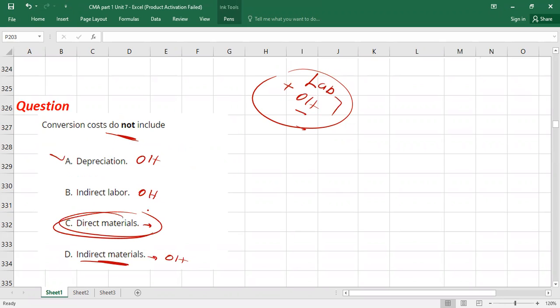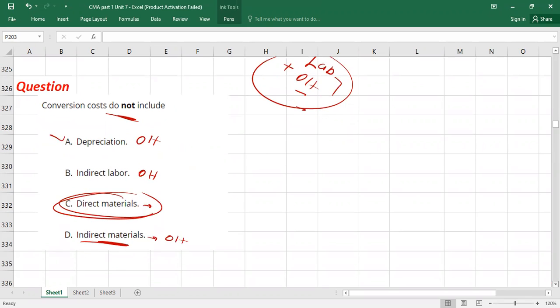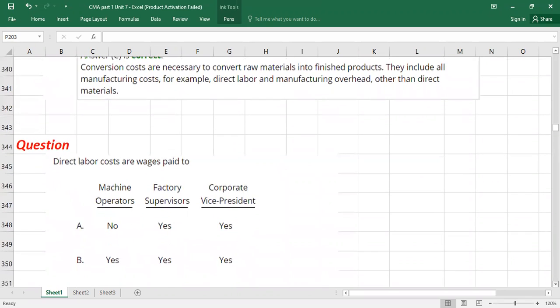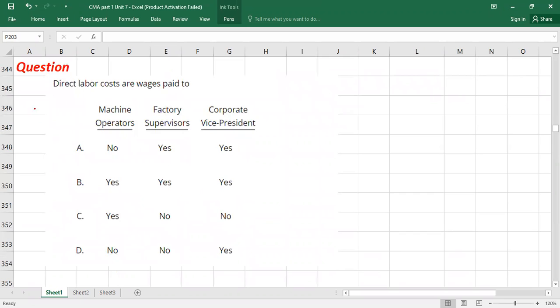Understanding? Guys, you need practice actually, yeah? So one more question we are going to do. Can you read this question, please?